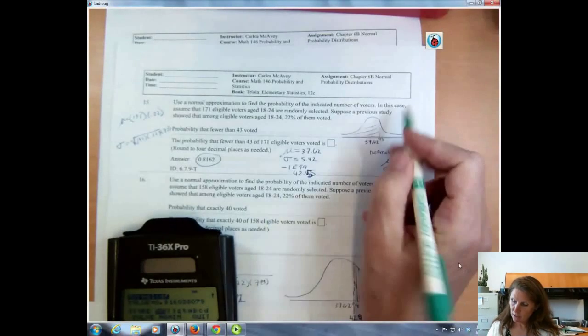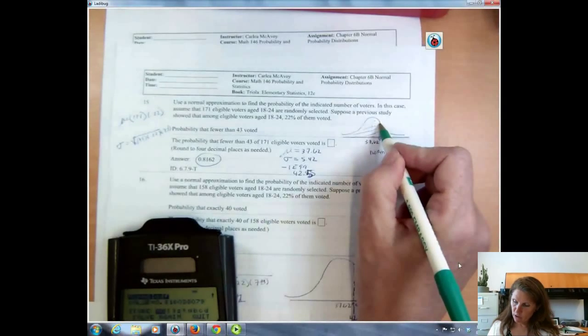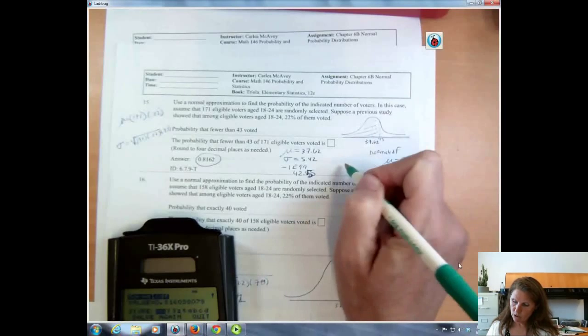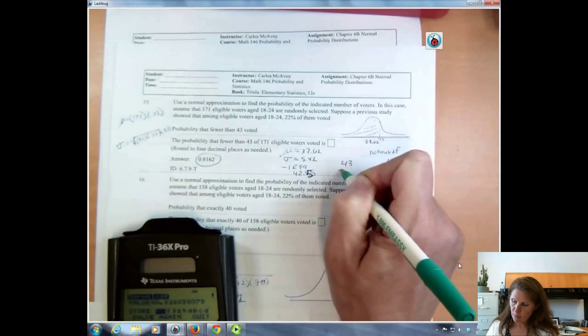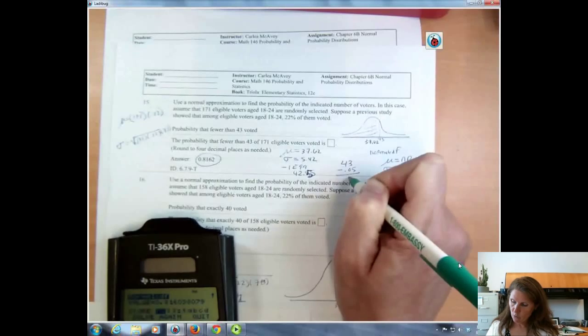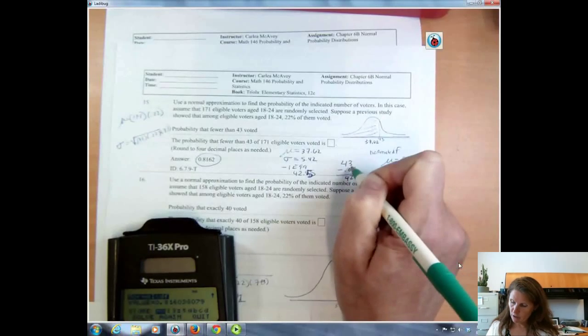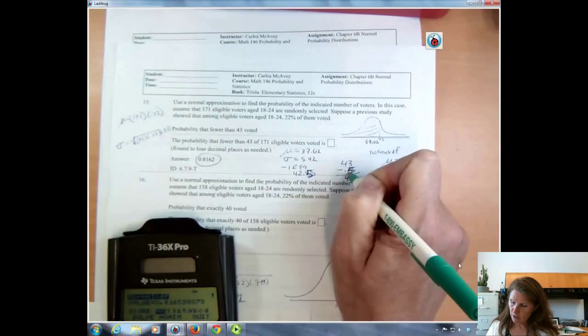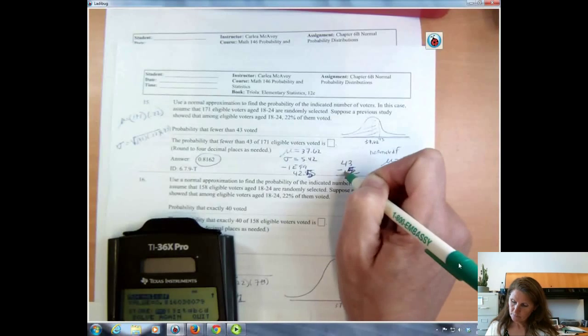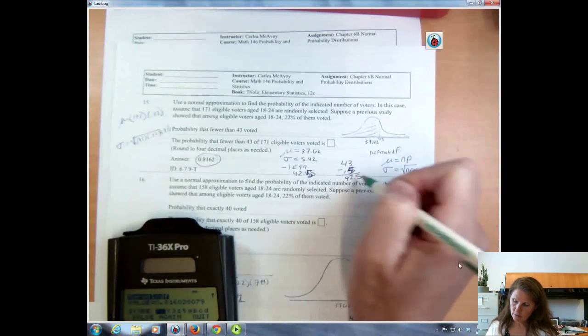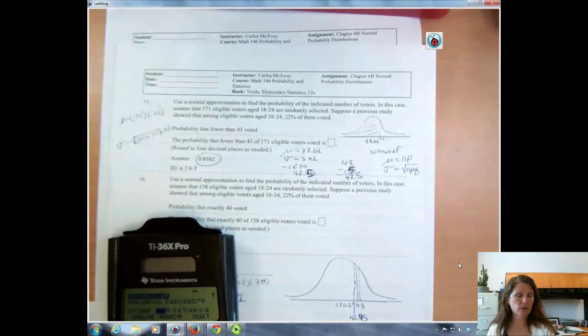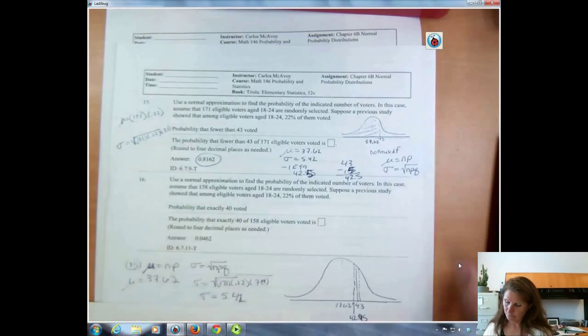So I'm saying since we're not including the 43, we just go up to 43 minus 0.5, which is 42.5, and that's what we're going to use for that. Sorry about that. I keep saying 05, thinking 5%. We're taking 0.5 off either side, yeah.